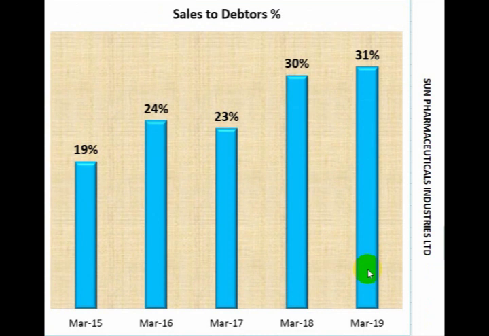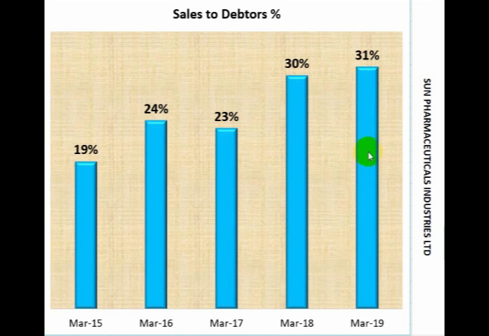Now in this chart we are looking at sales to debtors, whereas in the previous one we looked at debtors to total assets. This is also known as sales turnover or debtors turnover. So in this particular chart what we are trying to understand is the amount of debtors or accounts receivable still pending to be collected against the sales of a particular year. So sales to debtors percentage should be less than 30%.